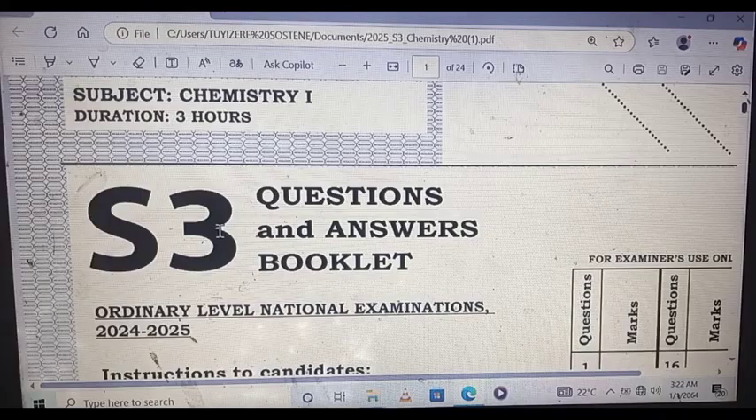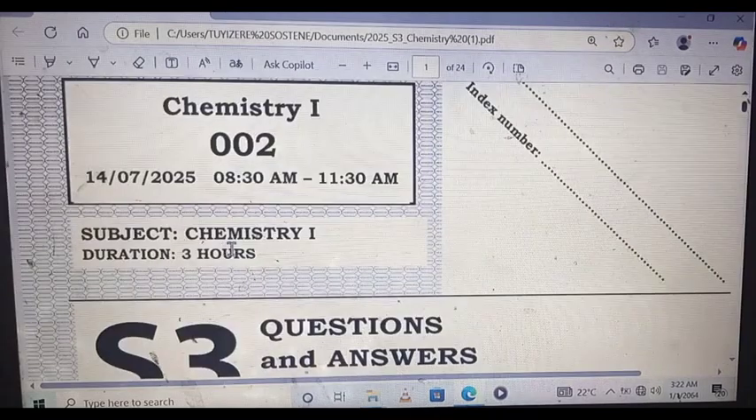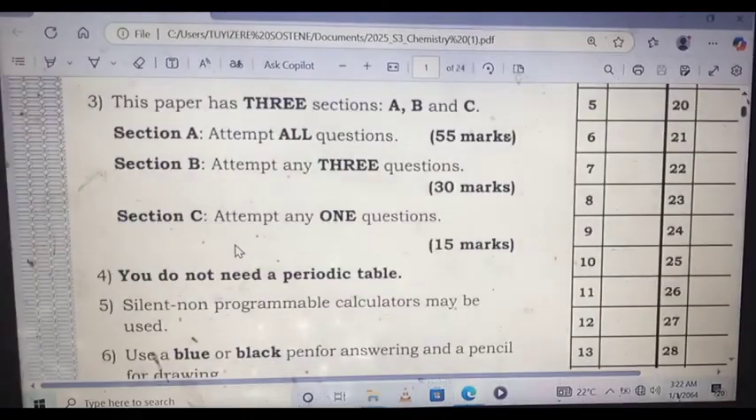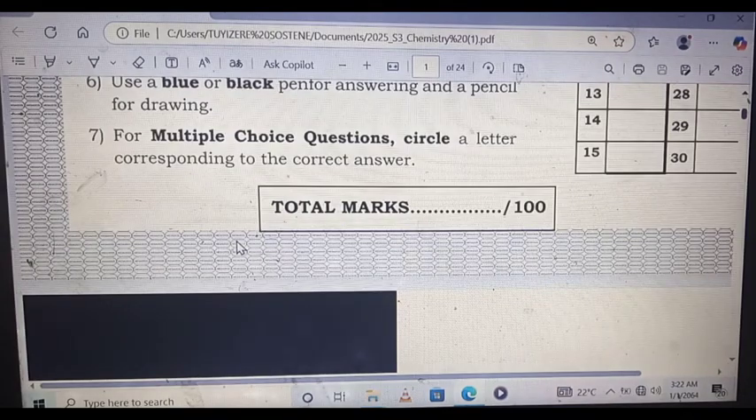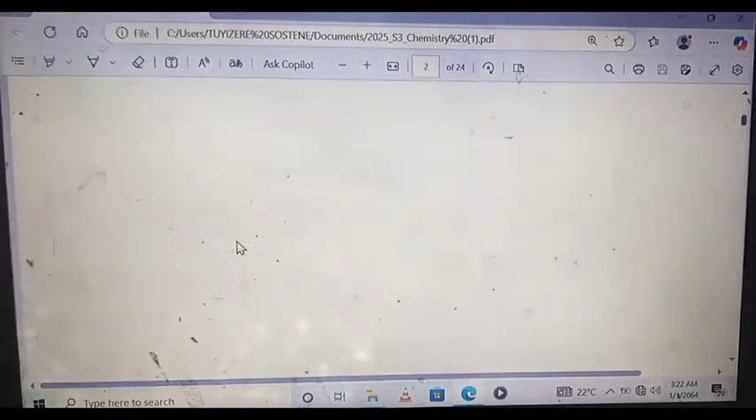Today, I'm going to correct the Ordinary Level National Examination of Chemistry 2024-2025, done on 14 July 2025. This paper has three sections, A, B, and C. Section A, attempt all questions. Section B, attempt any three questions. Section C, attempt any one question. I'm going to answer each question one by one first, and then I will give you answers for all questions. Let's start.